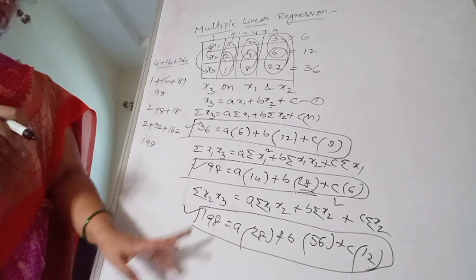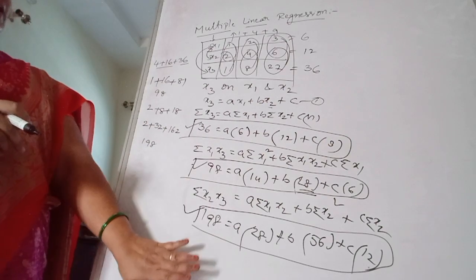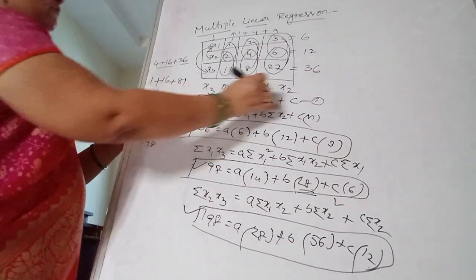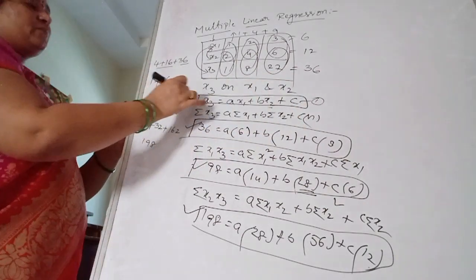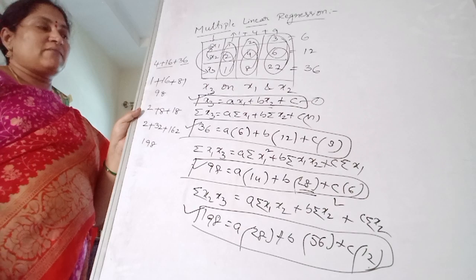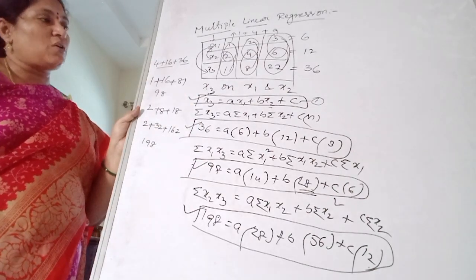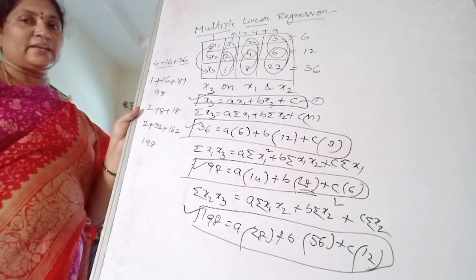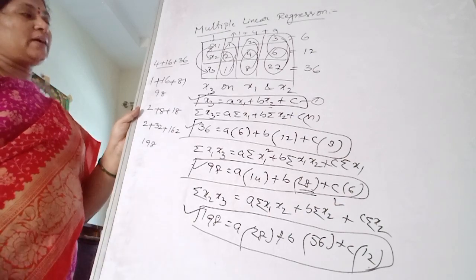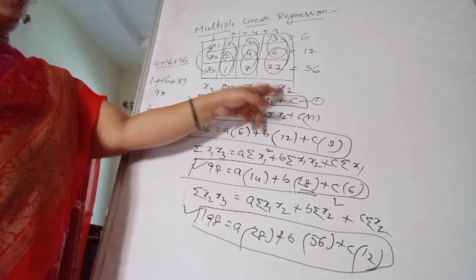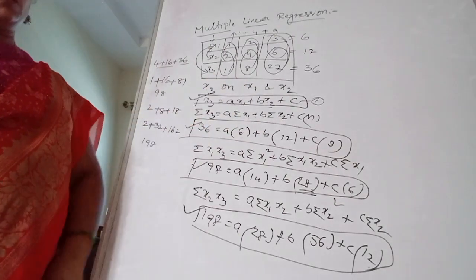Now solve these equations. We get the values of a, b, c and then substitute these a, b, c values in this relation: x3 is equal to a x1 plus b x2 plus c. Now we substitute the a, b, c values here. We get the regression line of x3 on x1 and x2. In the same way, we have to calculate the regression line of x1 on x2 and x3 or x2 on x1 and x3. Okay, thank you.